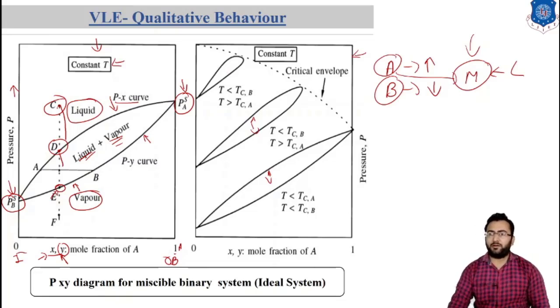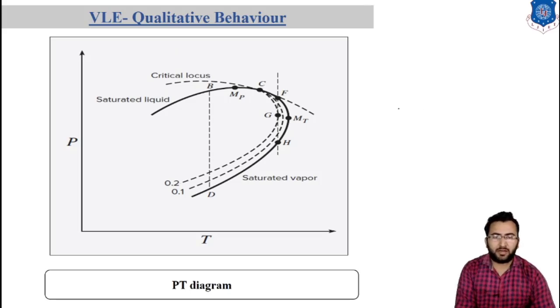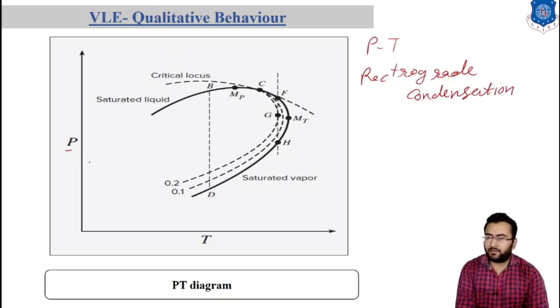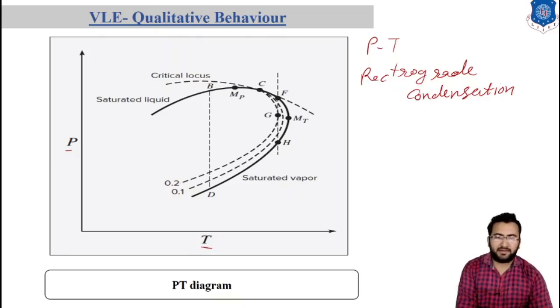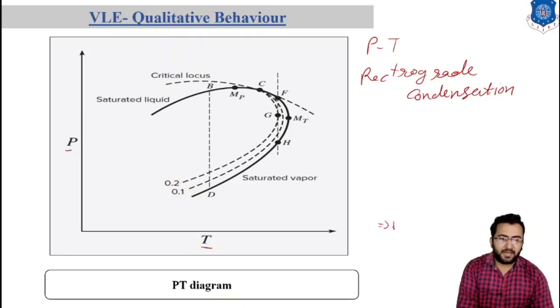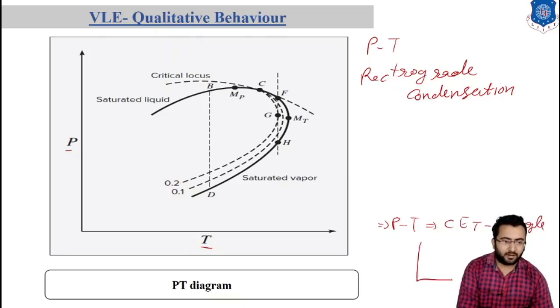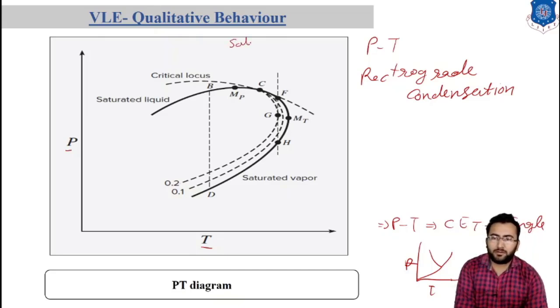Now let's discuss the PT diagram, or we can say retrograde condensation. Here P is on the y-axis and T is on the x-axis. We already studied the PT diagram in CET1 for a single component, which looks like this, the behavior of an ideal or pure substance. This is the PT diagram for a single component, whereas this PT diagram is for a solution or mixture, whose behavior looks like this. So let's suppose this is point A.